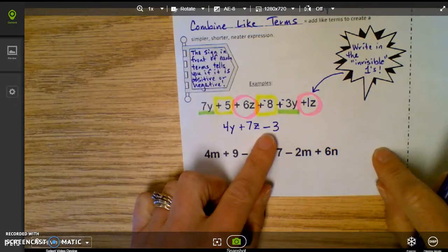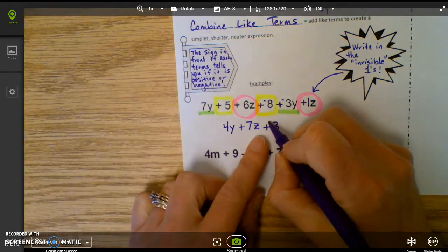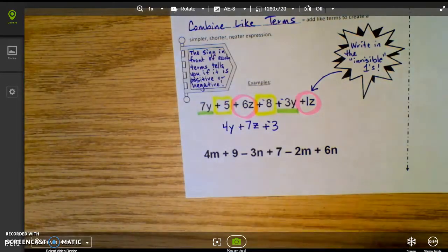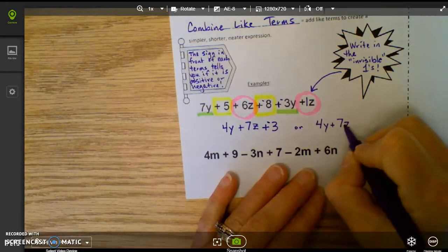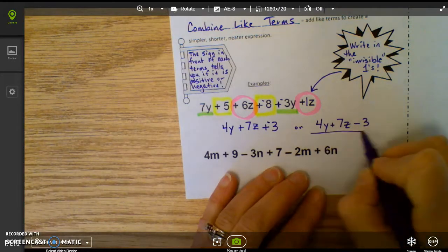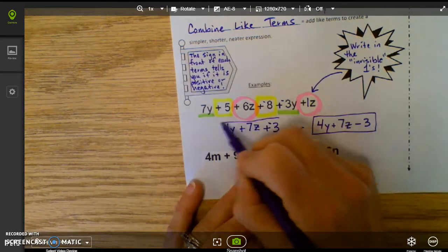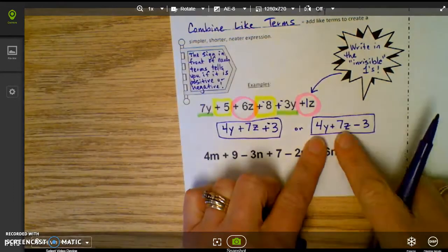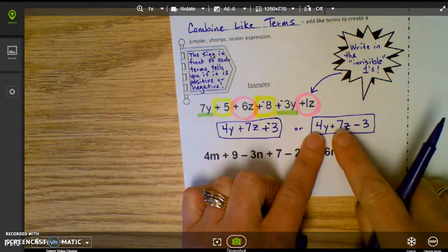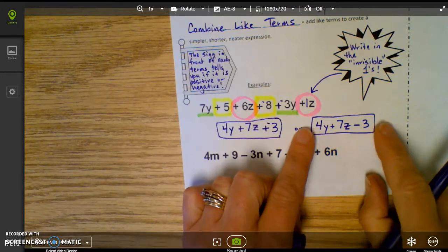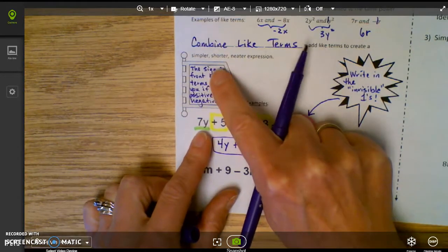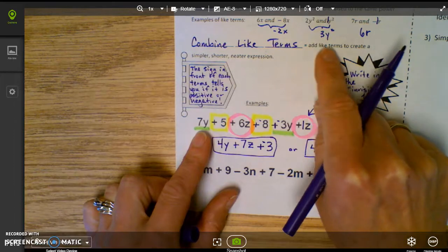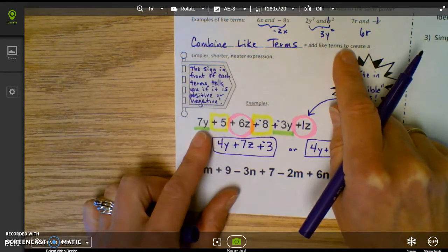Now one way you're allowed to show that is just with a plain old minus sign. The other way to show it is if you put plus negative 3 at the very end of the expression. Both of those are acceptable answers as far as combining like terms goes. So this one is acceptable, and we also said you could answer this one. There are 3 parts to our answer. One term there, one term there, and one term at the very end. It does take up less space than the original problem, so remember, that was the goal. Come up with simpler, shorter, neater expressions by adding together our like terms.